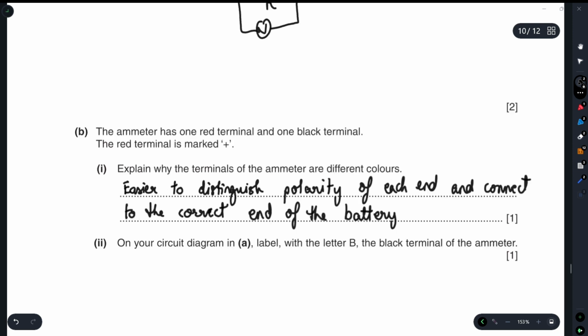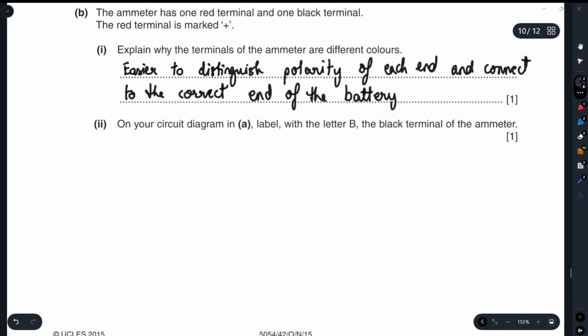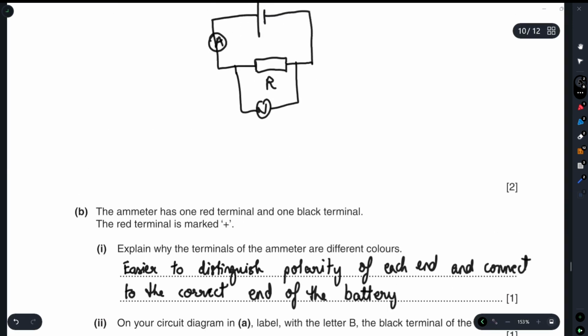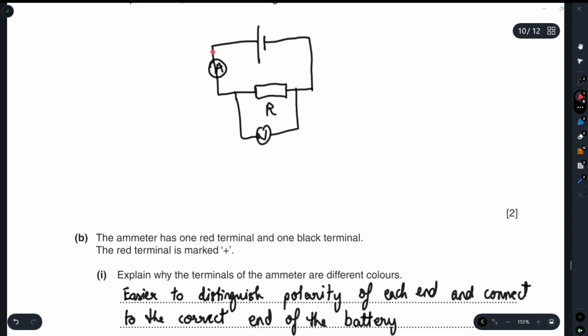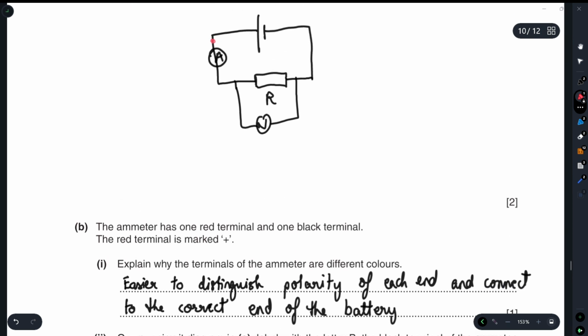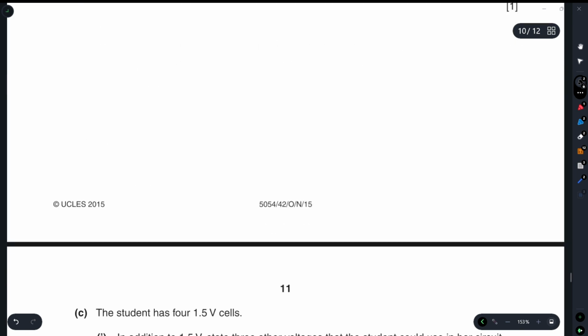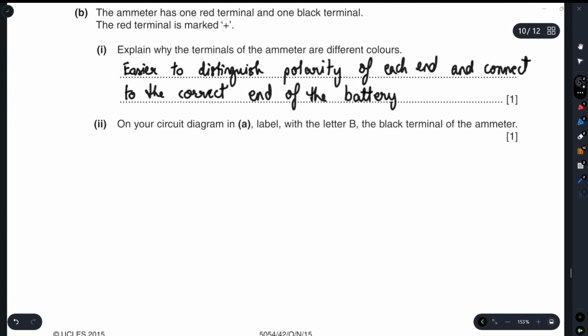All right. On your circuit diagram, label with B the black terminal of the ammeter. So I'm guessing ये red होगा. It's connected to the positive. Red connected to positive. Red is positive. So yeah, this side right here is positive. This side right here is negative. So this side right here must be negative. This side right here must be positive. So this point is going to be B.